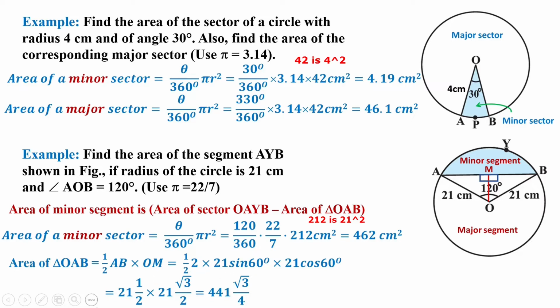Now I substitute here. This 2 gets cancelled. 21 sine 60 is half, and 21 times cos 60 is this. So you get this answer. Therefore the area of the minor segment is this area 462 minus this one. Here I have written it, so please go through it and complete this one.